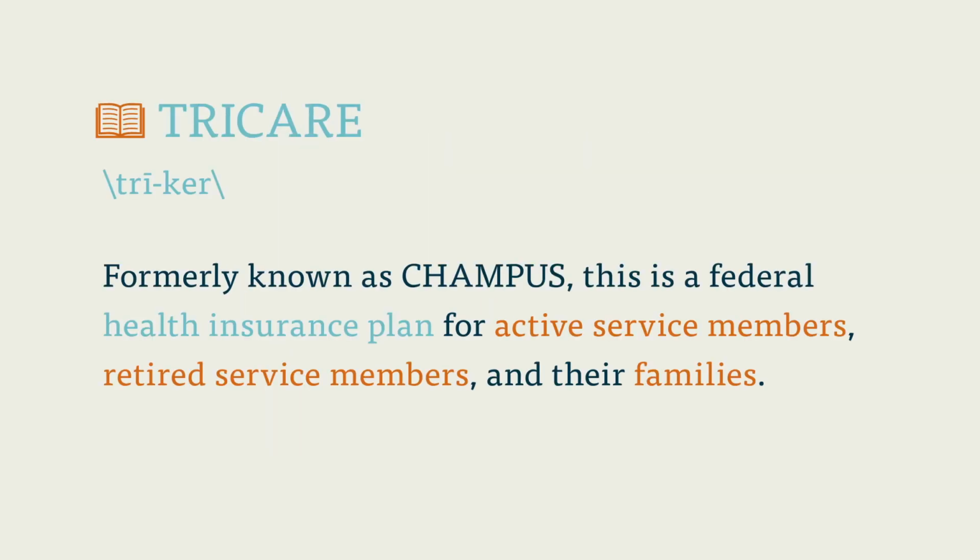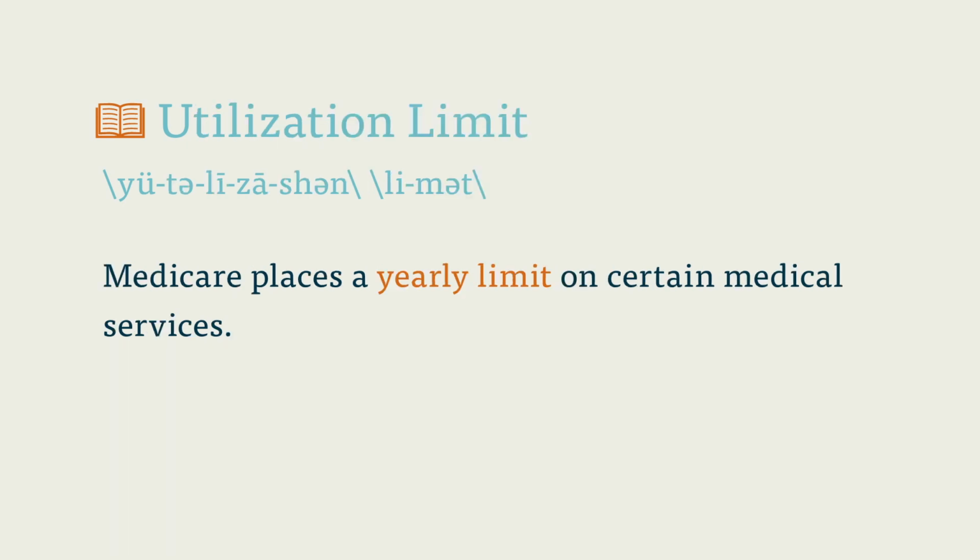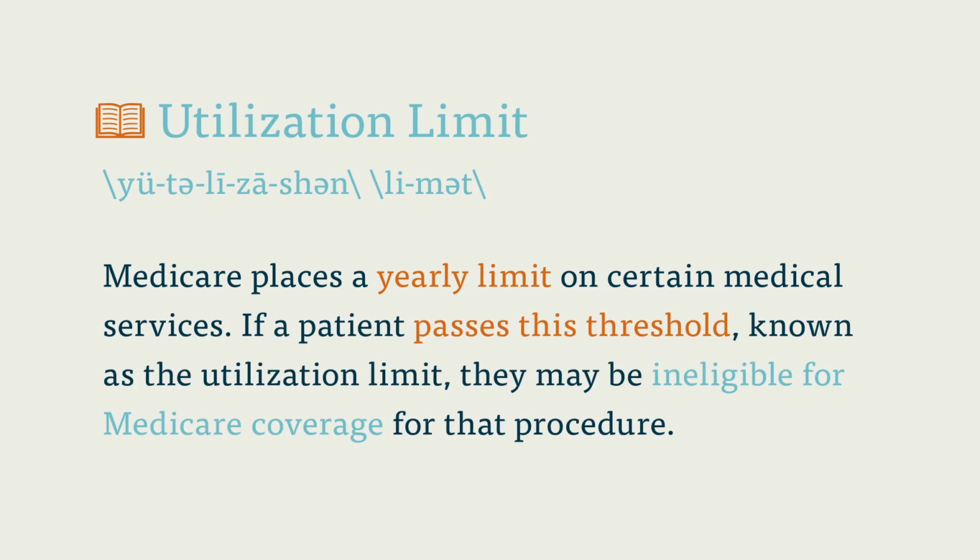TRICARE. Formerly known as CHAMPUS, this is a federal health insurance plan for active service members, retired service members, and their families. UB04. Similar in format to the CMS 1500, this is another one of the most common claim forms. Utilization Limit. Medicare places a yearly limit on certain medical services. If a patient passes this threshold, known as the utilization limit, they may be ineligible for Medicare coverage for that procedure.